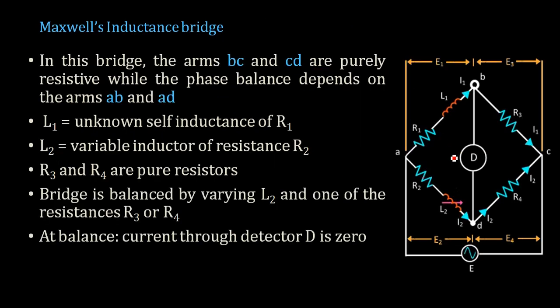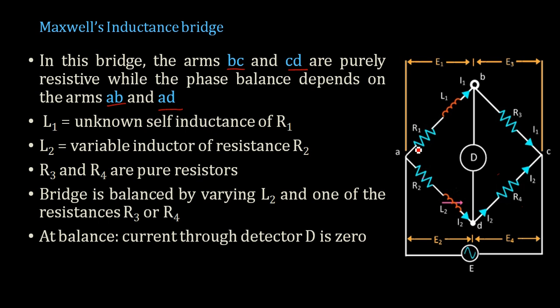So this is the structure of a Maxwell's inductance bridge. In this bridge, arms BC as well as CD are purely resistive. So these R3 and R4 are non-inductive resistances, and the balance depends on the values of arms AB and AD.